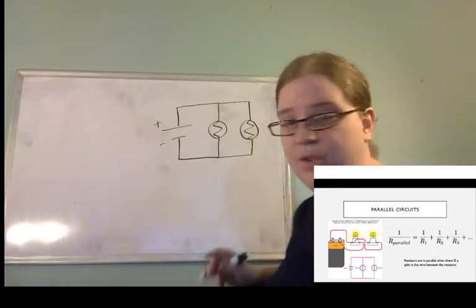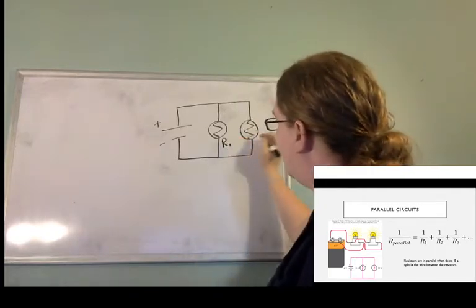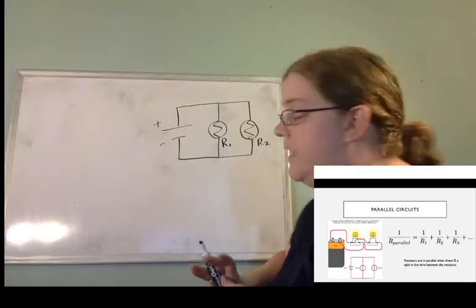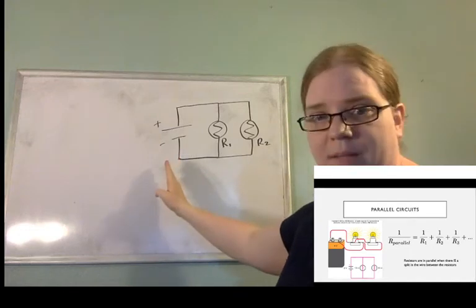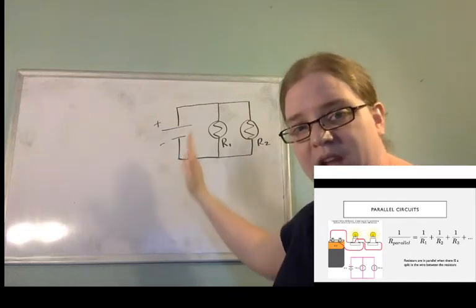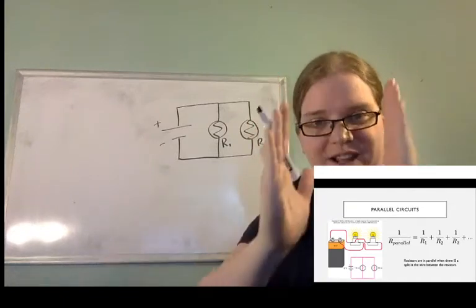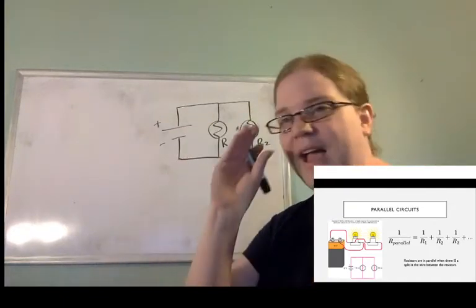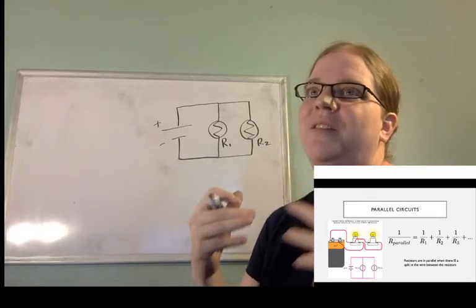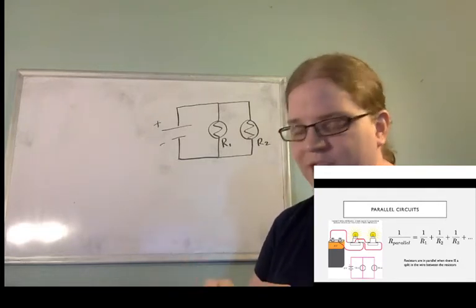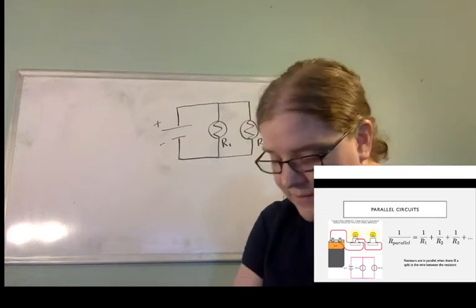So these two resistors, R1 and R2, are in parallel. They're in parallel with each other and with the battery. I've tried to draw this the way it's traditionally drawn, where they look like parallel things, okay? But that's not the best way to identify whether something is in parallel or not. The way to do it is to think about the way they're connected.